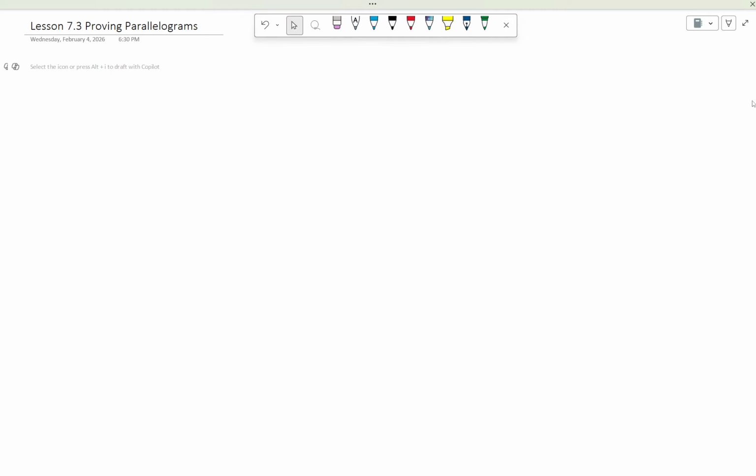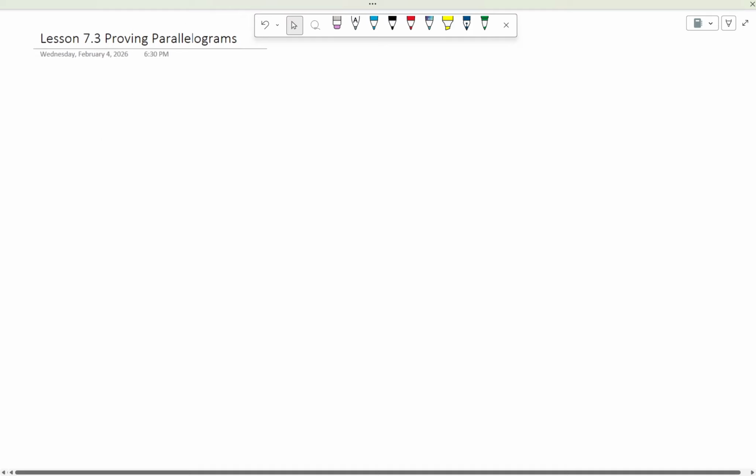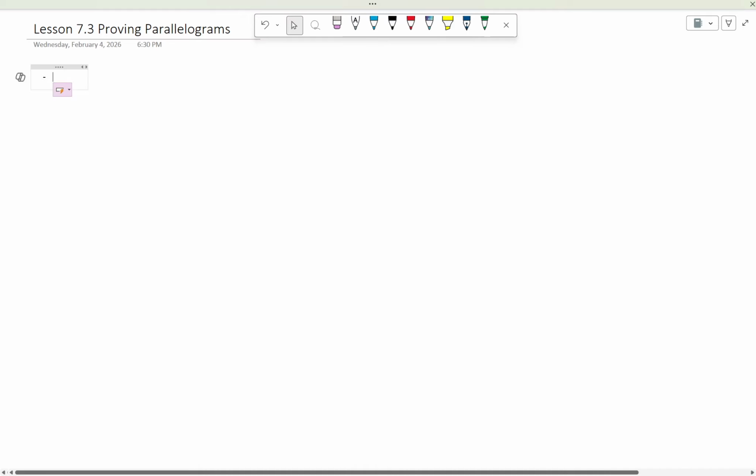And we discussed some things in class regarding the properties of parallelograms and what's going to be the requirement for us to make a conclusion that a quadrilateral is a parallelogram. So here are some of those characteristics to review from that last lesson. We're going to write these down again.